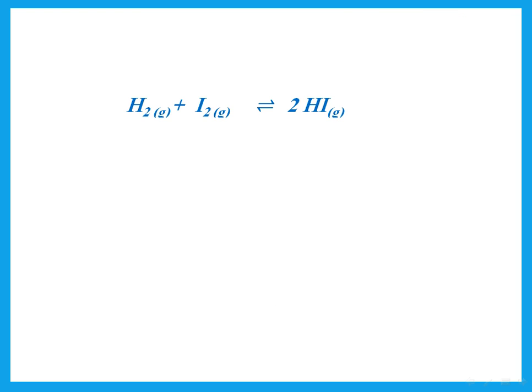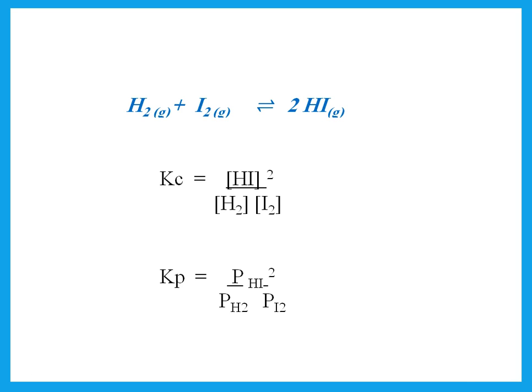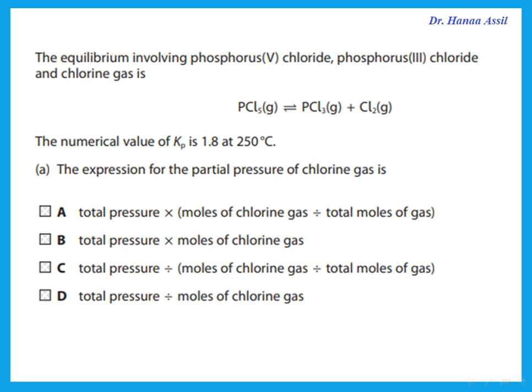For this equation, let's write the Kc and the Kp. Can you see how we did that? Concentrations have to be square brackets of HI to the power 2 over, remember, it is products over reactants, each to the power of its coefficient. If we're talking about Kp, it is the partial pressure of each raised to its coefficient.